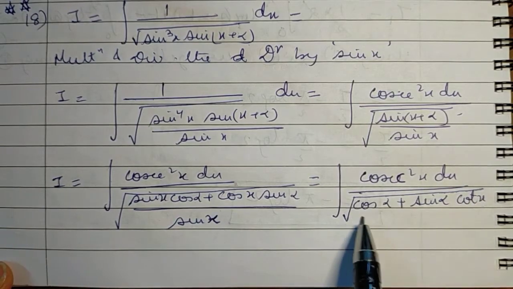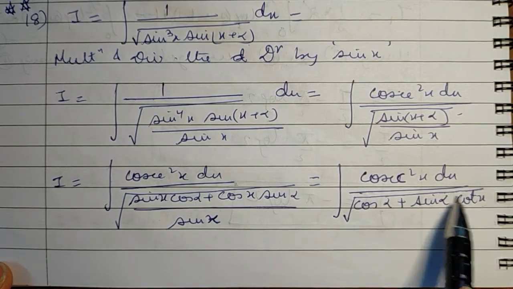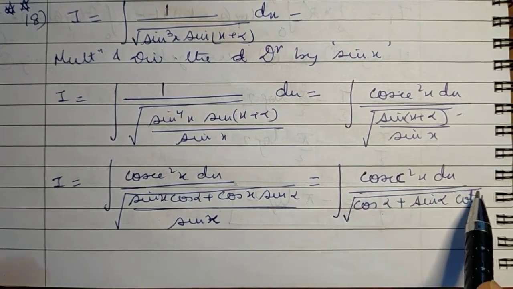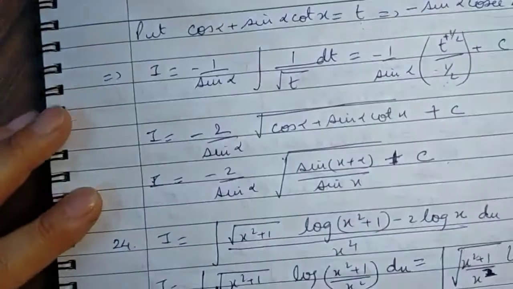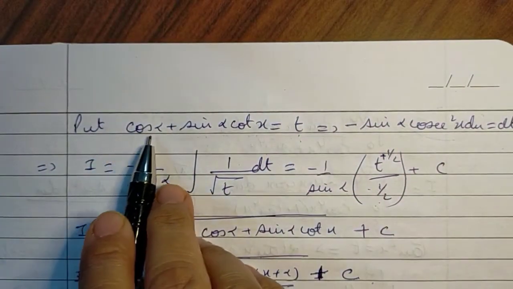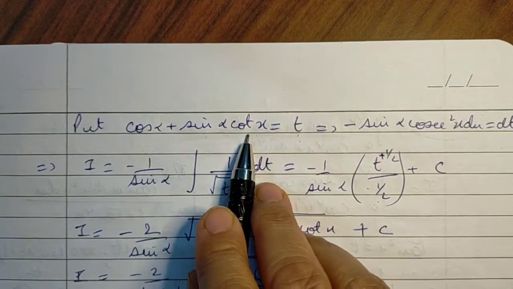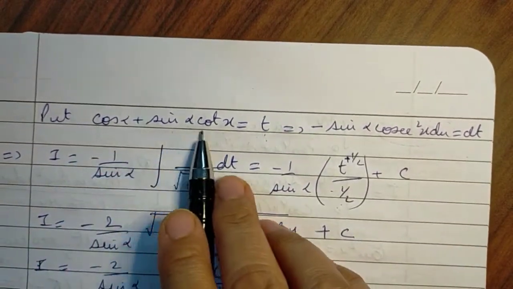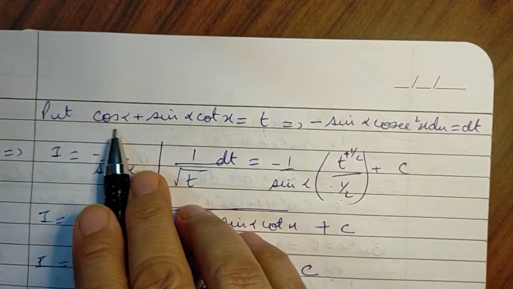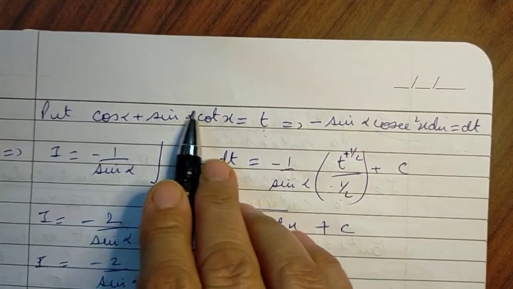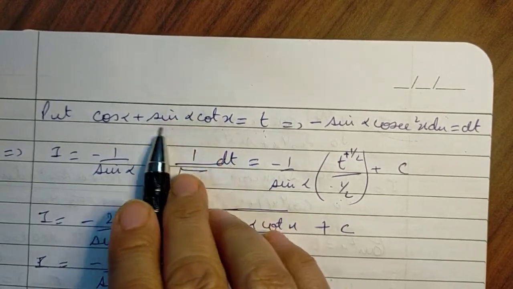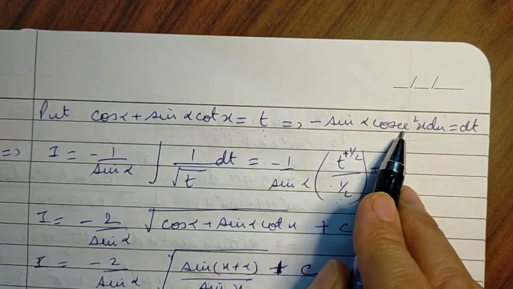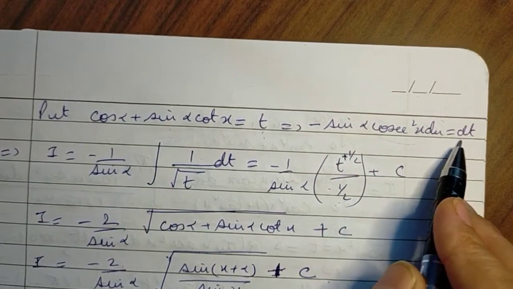So if we put this denominator, the portion which is within the square root, as t, cosec squared x dx will get absorbed in dt. So let's see how we can do that. Putting cos alpha plus sin alpha cot x as t, we get minus sin alpha, because the derivative of cos alpha is 0, and this being a constant, sin alpha remains as it is. It's only cot x which gets differentiated. So minus sin alpha cosec squared x dx is equal to dt.